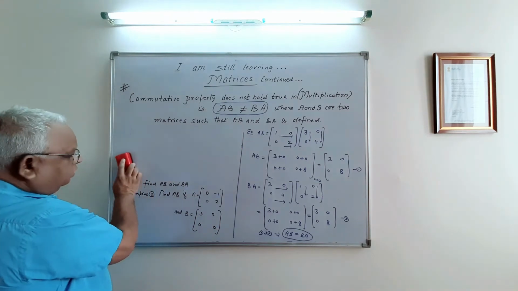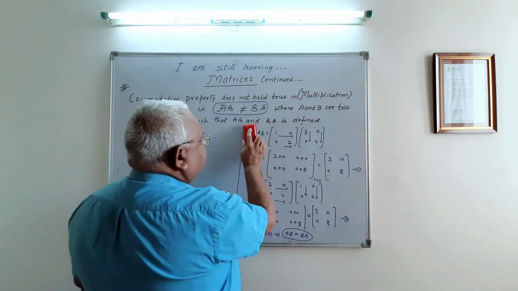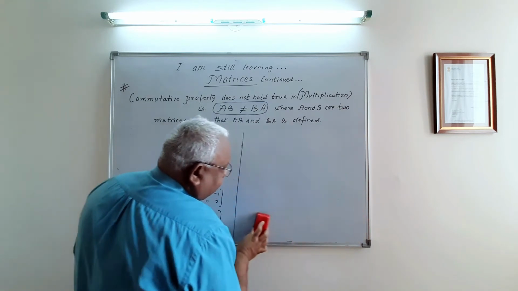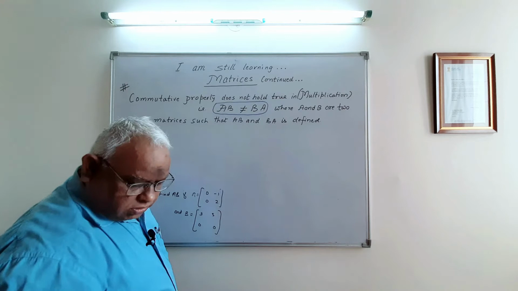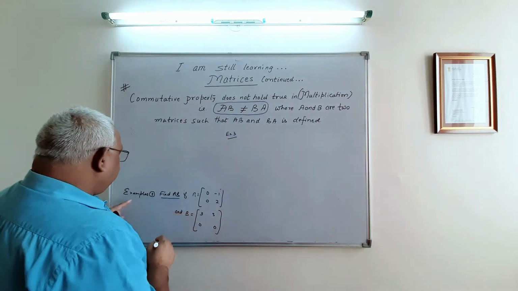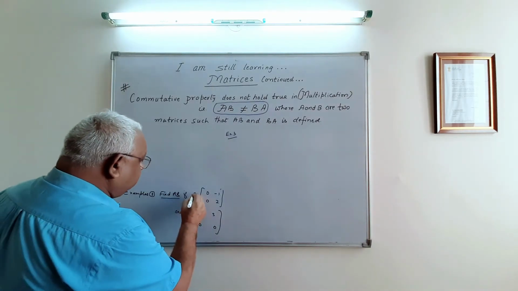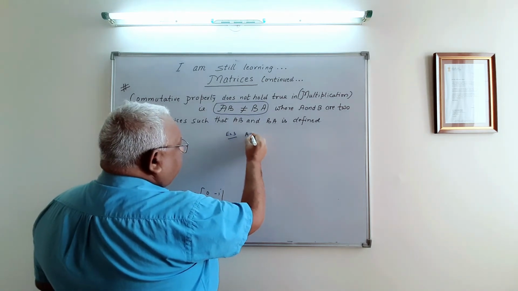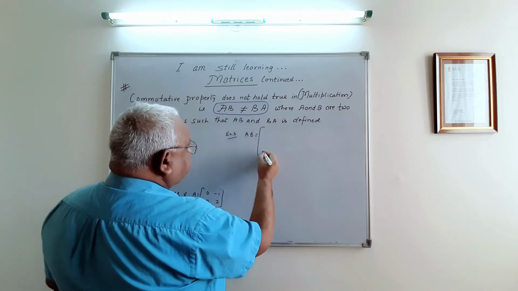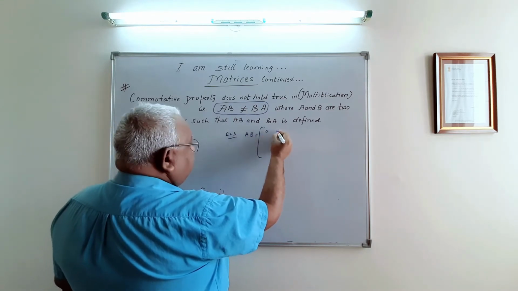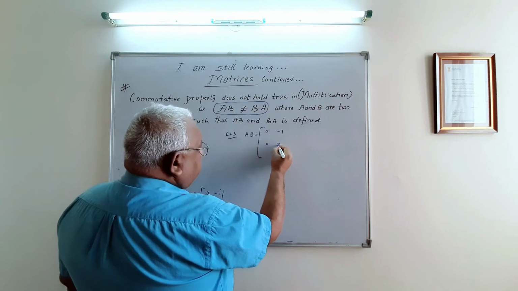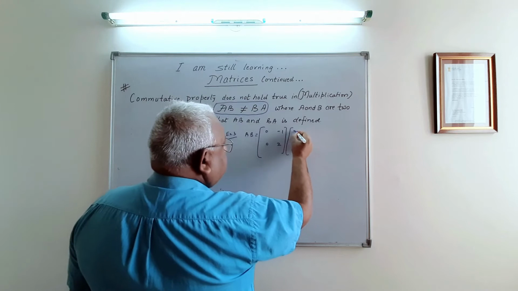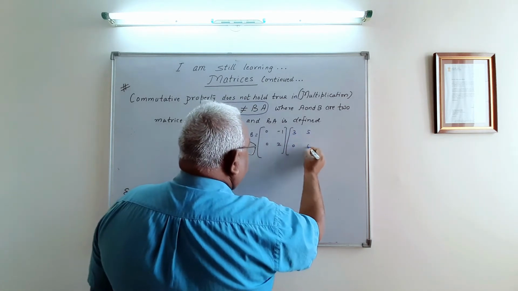Now let us move to the third example. Let us start with example number 3. AB is equal to [0 -1; 0 2] and [3 5; 0 0].